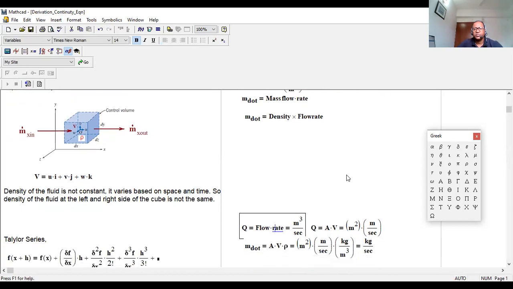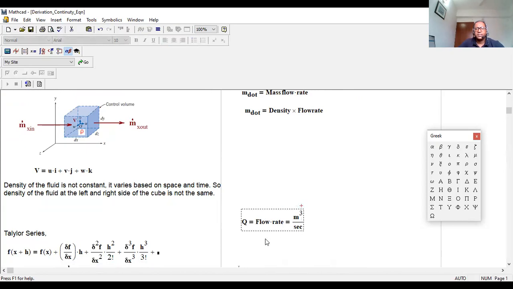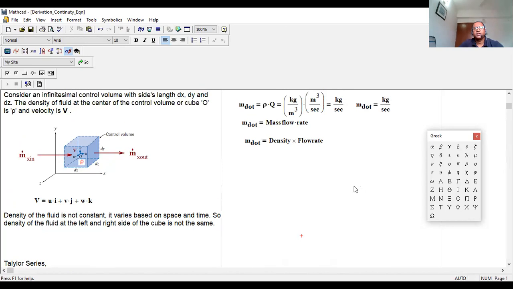So we need to figure out the density at the left side and right side. Why? Because I need to figure out m dot. And how will we get m dot? It equals rho times Q. And what is Q? Area times v. I know this area, dy dz. If I know the u, that means the velocity, and the density, then I can figure out m dot.